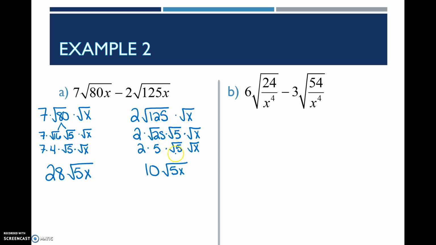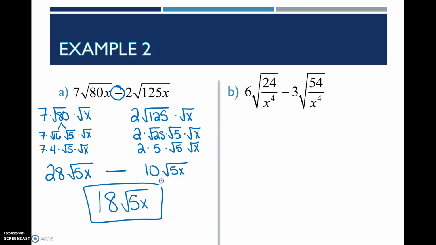Now, as you're doing this, the second term is usually easier to simplify because you have some hints. In the first term, I knew that I wanted the square root of 5x to be left under the radical. So when I'm trying to think about how to split up 125, I might try 125 divided by 5 and then see that, oh, hey, 25 is a perfect square. That helps me out quite a bit. So we end up with 28 times the square root of 5x minus 10 times the square root of 5x. So our final answer is 18 times the square root of 5x.